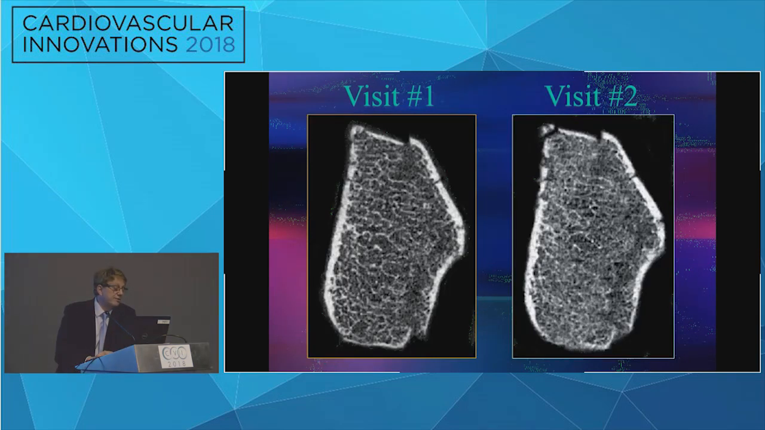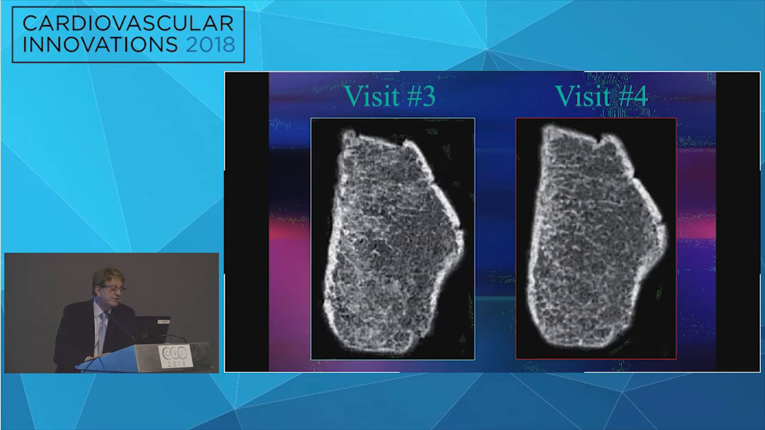In 2 dimensions, the fracture line's pretty obvious here and here. Once again, visit 2, you see maybe there's a separate piece here, fracture lines here. And now we're starting to see restitution of integrity by visit 4. But, I mean, this is definite.